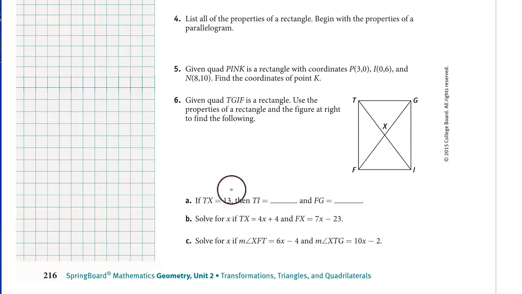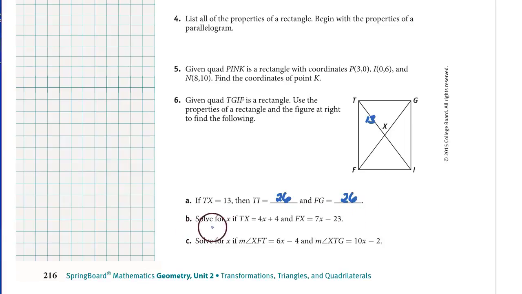Question A, if TX equals 13, so the distance from T to X is 13, let's write that on there, then how long is TI and how long is FG? So TI is the entire diagonal, and we know that this much is 13. So we could conclude the entire diagonal is 26. And what about FG? That's the other diagonal. It's also 26 because of our theorem that the diagonals of a rectangle are congruent.